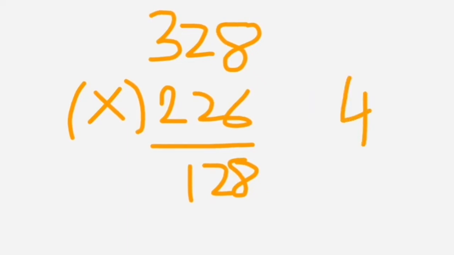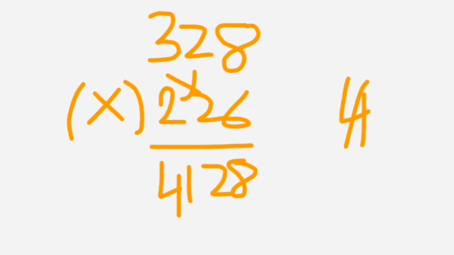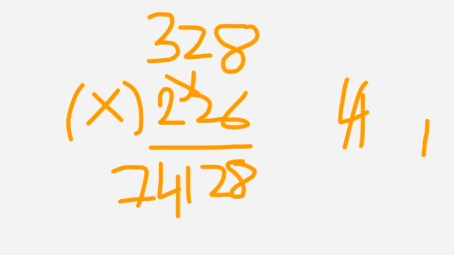The next step would be the fourth step, that is 2 into 2 plus 3 into 2. So 4 plus 6 would be 10. 10 plus 4 would be 14. So we are writing 4 here, and 1 carry out to the next number. The last step would be 3 into 2, 6. 6 plus 1, 7. So this is our final output.